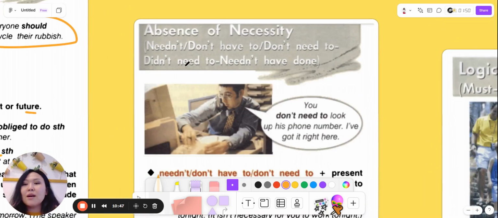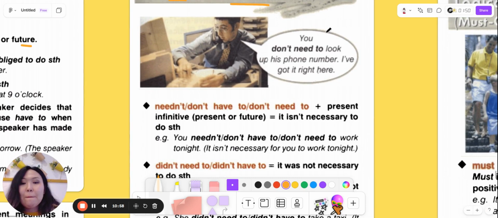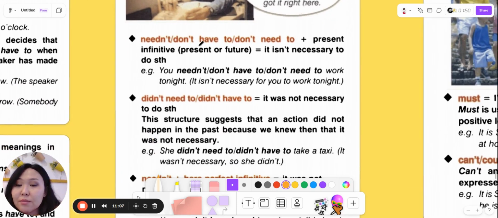So next ones are the verbs that express absence of necessity. Needn't, don't have to, don't need to, didn't need to, needn't have done. We have an example here. You don't need to look up his phone number. I've got it right here. So let's talk about them more. Needn't, don't have to, don't need to, plus present simple, plus present infinitive. They're used for present or future. It means that it isn't necessary to do something.